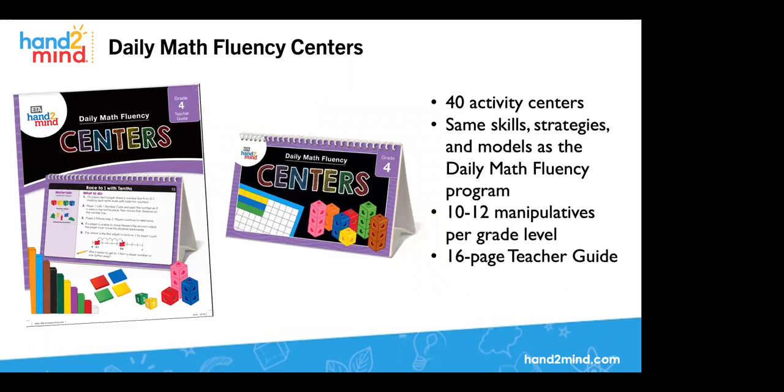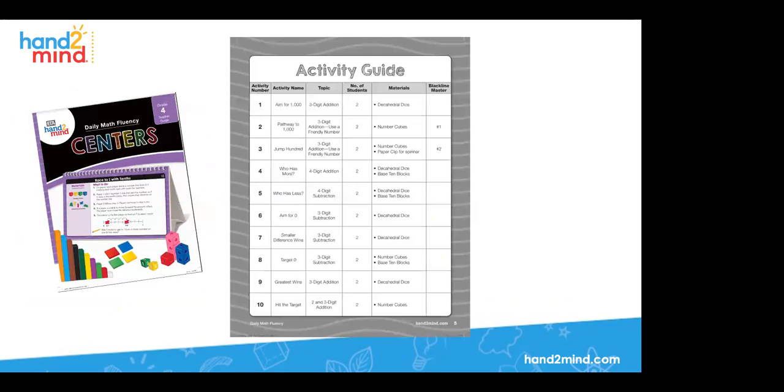So each of the Math Center kits has 40 activity centers, and they use the same skills, strategies, and models as you were doing with the Daily Math Fluency program. In each kit, you'll have 10 to 12 manipulatives per grade level and a 16-page teacher guide. So here's a peek inside of the teacher guide. It shows you all of the activities, the activity name, the topic that it's going to be covering, what materials you'll need, and if you need a Blackline master.